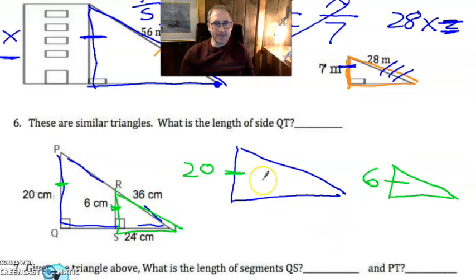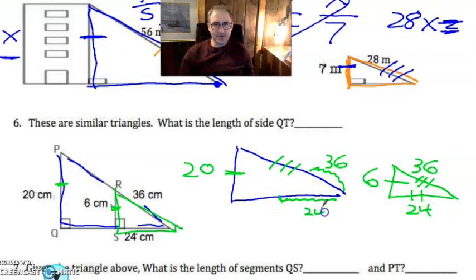Now I'm given this length, 36, but I have no idea what this is. I know that this little part is 36, but not the whole thing. That doesn't help me. I know that this little part is 24, which means I know this little part is 24, but that doesn't help me. So I only know one side of this triangle, and they want me to know QT, this whole thing. So this is going to be a two-stepper.